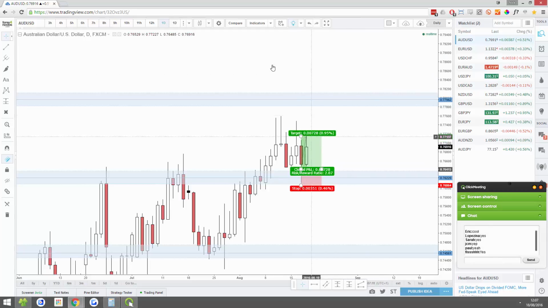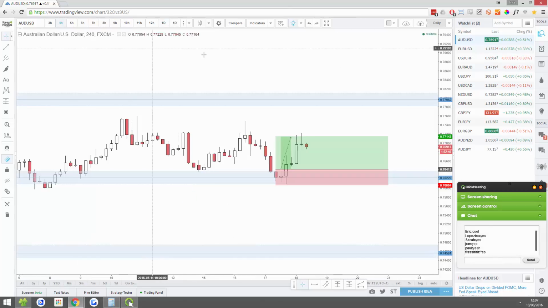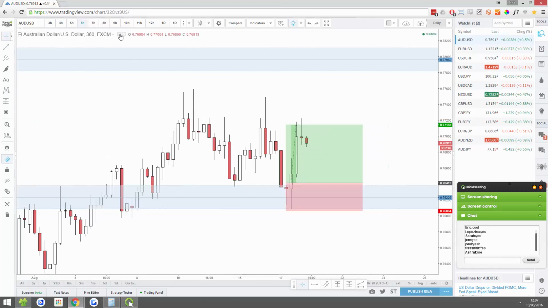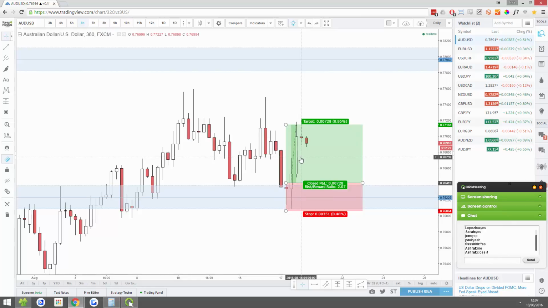Did anyone else take this AUD/USD trade? It was okay on the 4-hour also. You took it, Ashraf? How'd you do? Are you still in it, or have you closed out? All right, cool. What was your risk to reward ratio overall?